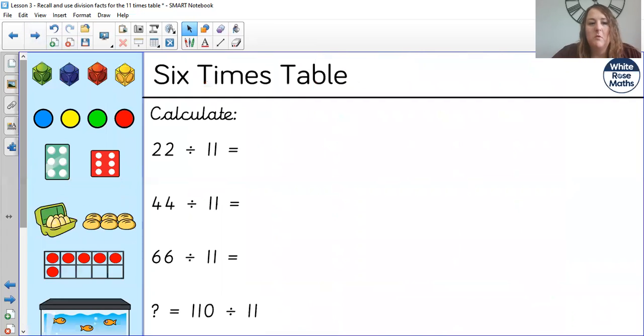Okay, can you have a go this morning at calculating these, please? And then we'll go through the answers when you get back. Off you go.